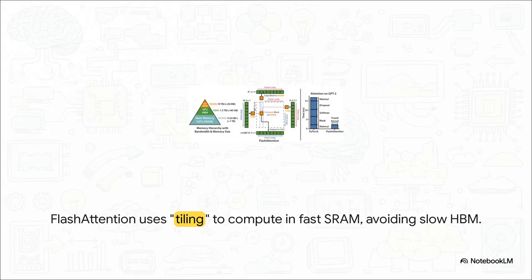So how does flash attention get around this traffic jam? It's actually a pretty clever trick called tiling. It breaks the massive attention calculation into smaller chunks, small enough that each one can fit entirely inside that super-fast on-chip SRAM. It does all the math, all the intermediate steps, right there in the fast lane, and only writes the final answer back to the slow memory one single time. No more back and forth, back and forth.